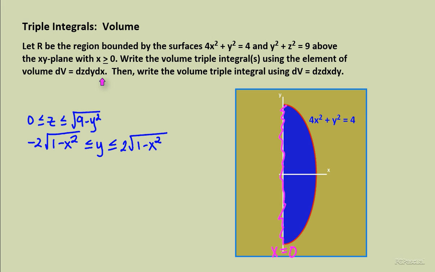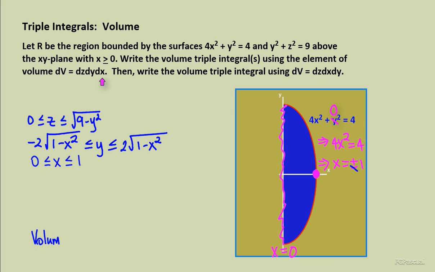And where do you think the biggest value of x occurs? Well, it's right here, at the right x-intercept of the ellipse. Here, y equals 0, so the equation of the ellipse becomes 4x squared equals 4. And solving for x, we get x equals plus or minus 1. Since x is greater than or equal to 0 for the solid and for this curve, x equals 1 at the right x-intercept. Therefore, we have 0, the smallest value of x, is less than or equal to x, which in turn is less than or equal to 1.